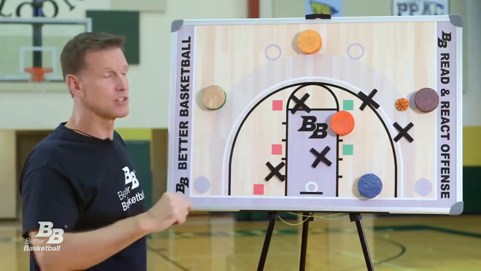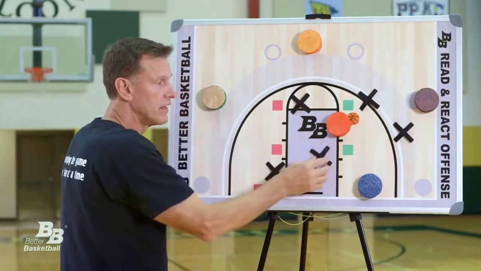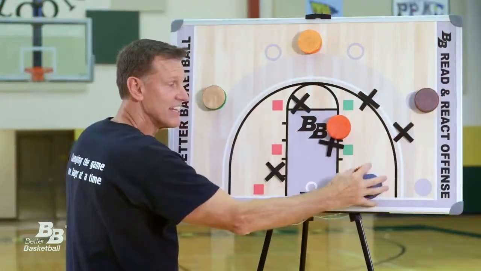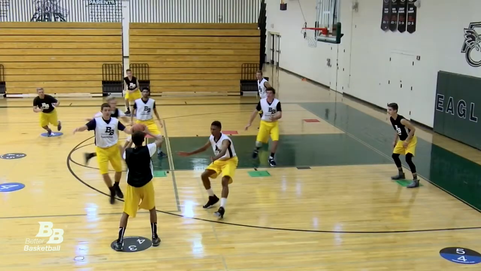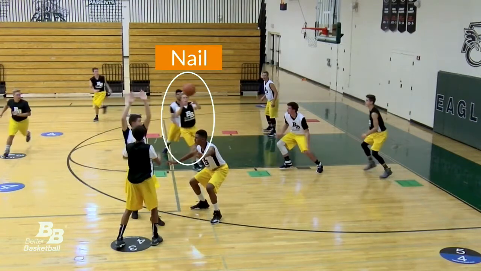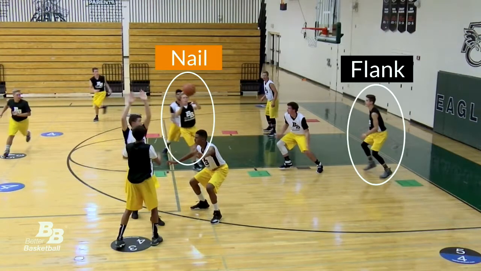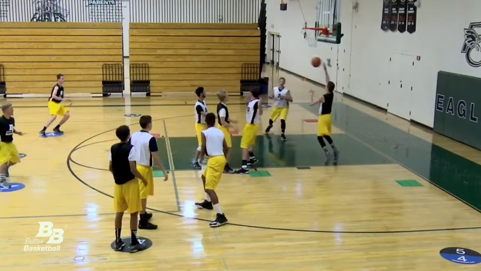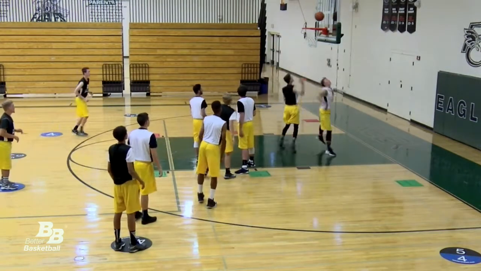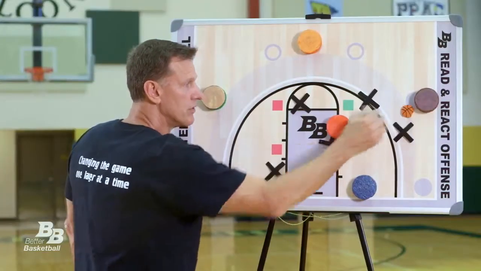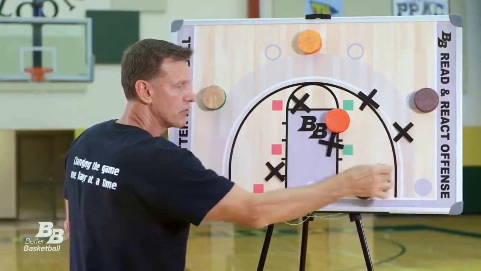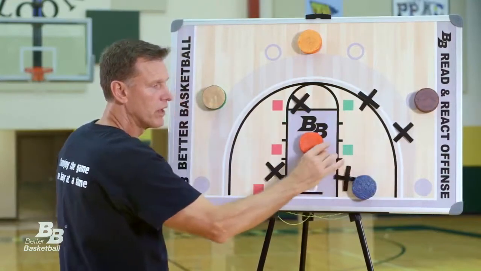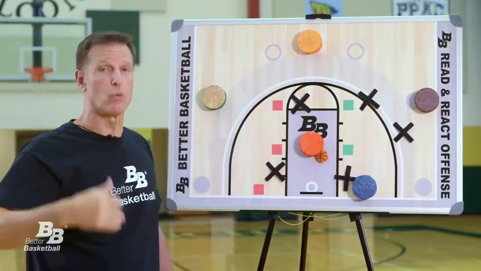If the wing passes to the nail, it leaves the flank open. We call that nailing the zone. If the wing passes to the flank, that leaves the nail open. And we call that flanking the zone, or we just flank them.